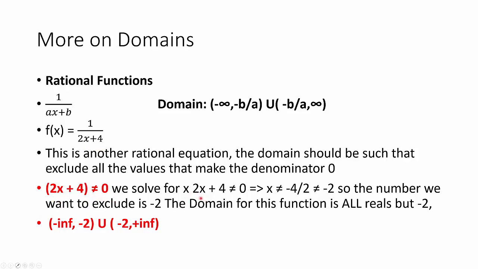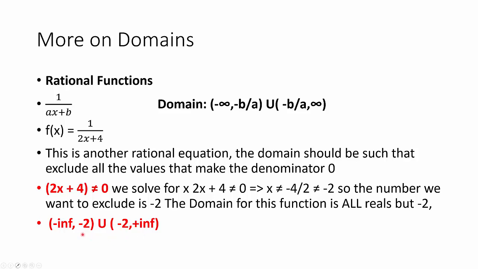So, we have to exclude from our domain the negative 2. From negative infinity to negative 2, union from negative 2 to positive infinity. What we exclude here is the number negative 2 with the parenthesis. In general, for rational functions, the domain should exclude all the numbers that make the denominator equal to 0.